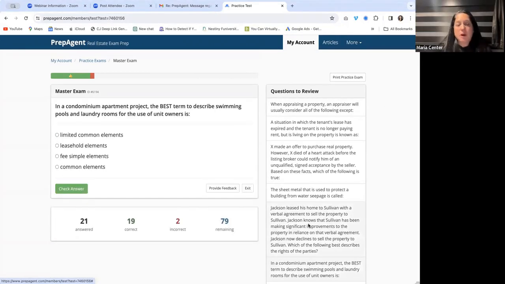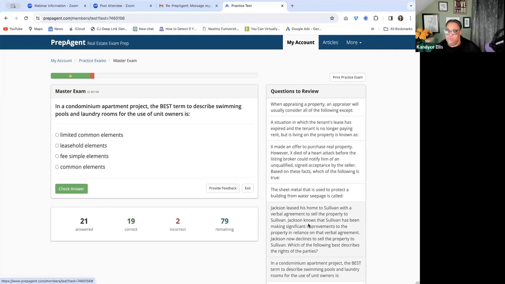In a condominium apartment project, the best term to describe swimming pools and laundry rooms for the use of unit owners: is it limited common elements, leasehold elements, fee simple elements, or common elements? What do we call these? We got lots of people that knew that one quickly.